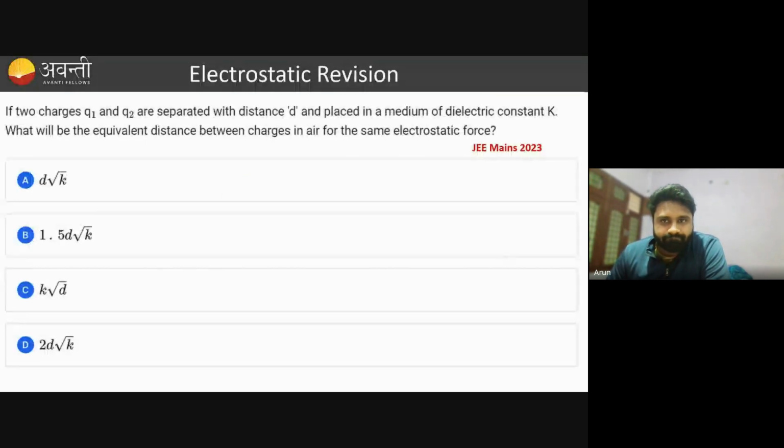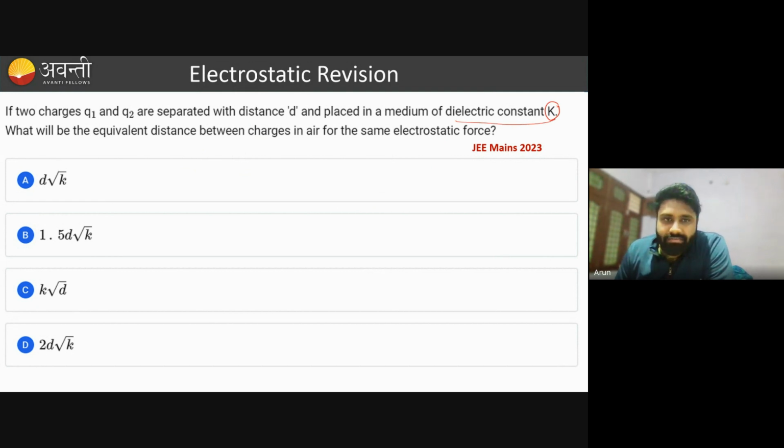Now, if two charges Q1 and Q2 are separated by a distance d and placed in a medium of dielectric constant K, what will be the equivalent distance between the charges in air for the same electrostatic force? So in this question, two charges are given, Q1 and Q2, and the distance between them is d. They are placed in a medium of dielectric constant K. I have talked about it.